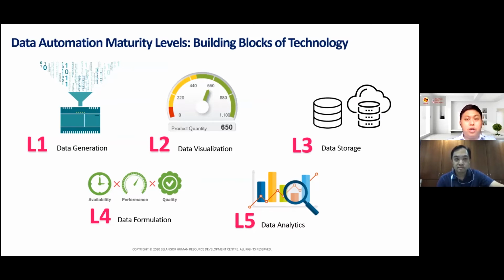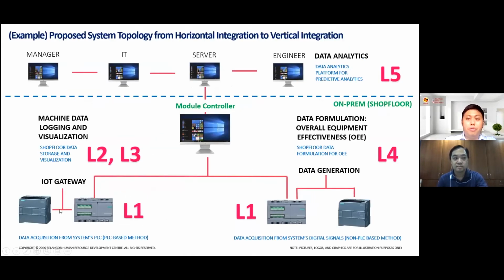Then you talk about storage, because when you want to do predictive analytics later on, you need to store your data, right? Without storing your data, it's very difficult to identify what the trends are, what data you want to look at, and then formulate it. Look into what kind of data you're measuring, formulate an equation of effectiveness, and then only look into analytics. So these are the 5 levels of data automation maturity that industries can look at to really get started, right?